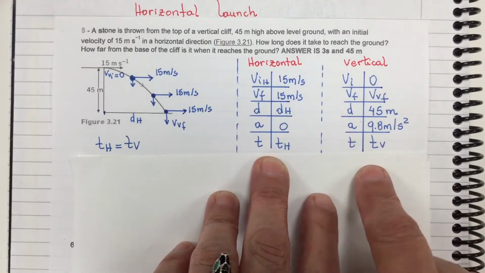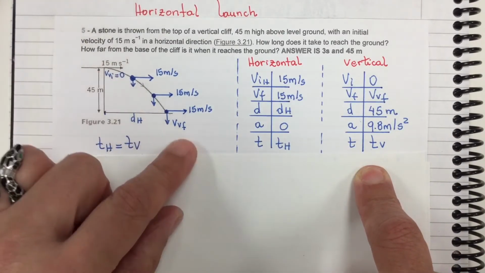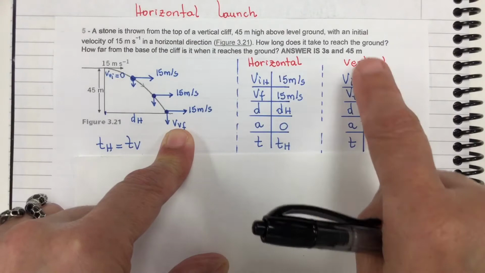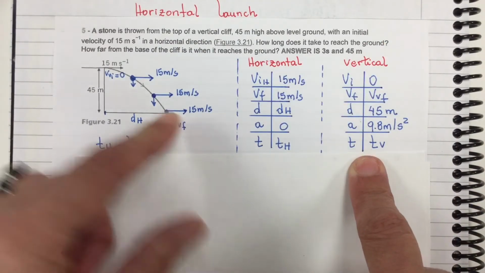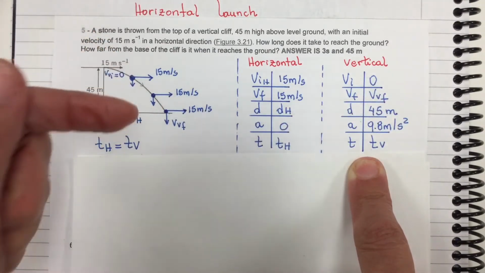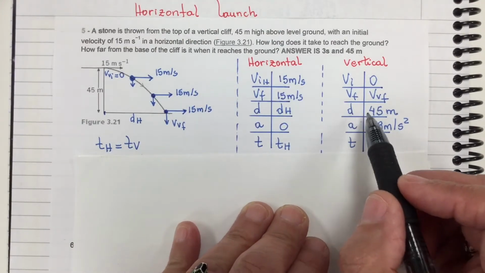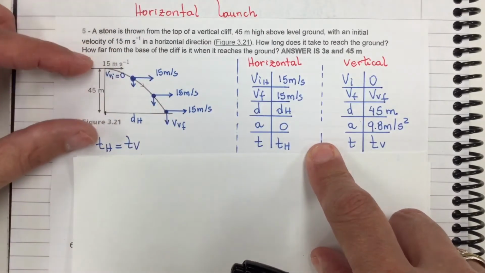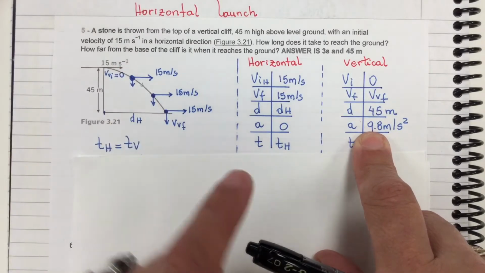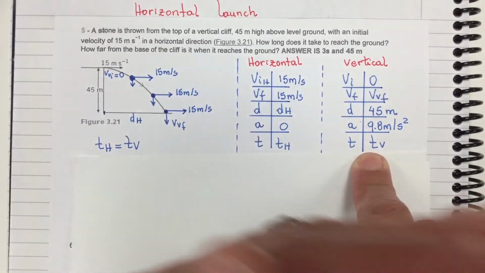Now let's take a look at the vertical table. On the vertical table, the initial velocity is 0, and the final velocity is a value. As you notice, the vertical motion is kind of a free fall. So it's 0 and is going to gain velocity as it stays in the air. Here the vertical distance is the height of this cliff, which is 45 meters. The acceleration is the acceleration of gravity. And the time we are going to call TV, or the vertical time.